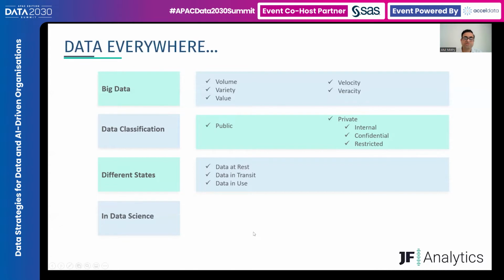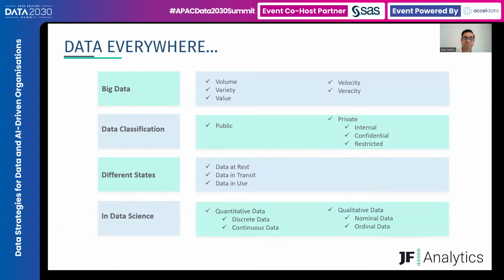Then the next point is in data science. I can further categorize this data in two ways. First is quantitative and the second one is qualitative. Both are equally important. You can use both types to demonstrate the effectiveness and importance of the value of the data.